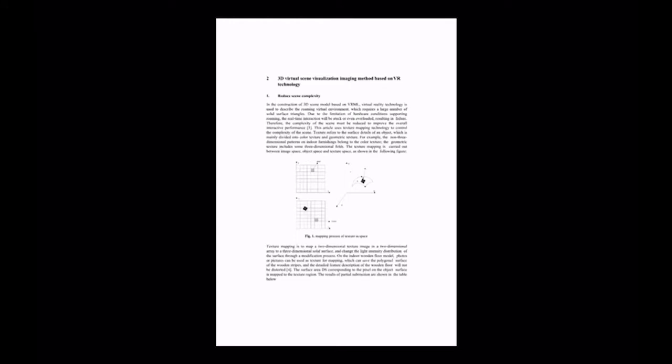On the indoor wooden floor model, photos or pictures can be used as texture for mapping, which can save the polygonal surface of the wooden strips, and the detailed feature description of the wooden floor will not be distorted. The surface area DS corresponding to the pixel on the object surface is mapped to the texture region. The result of partial simplification is shown in the table below.